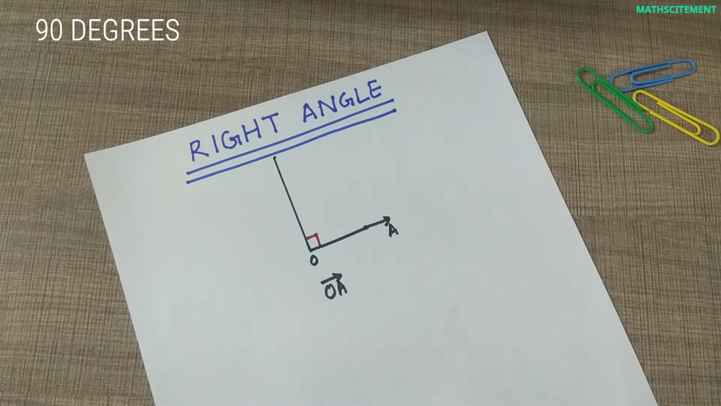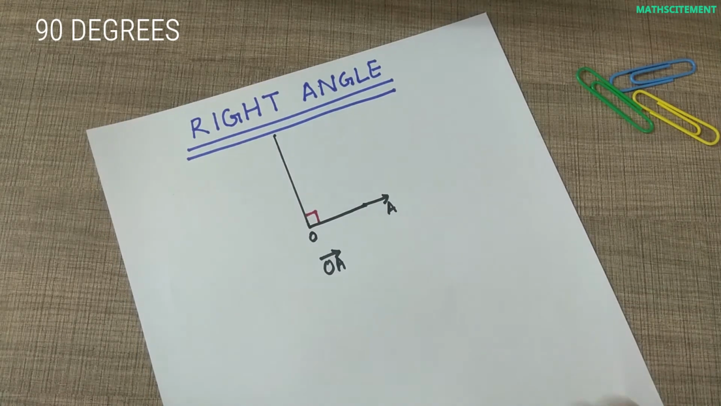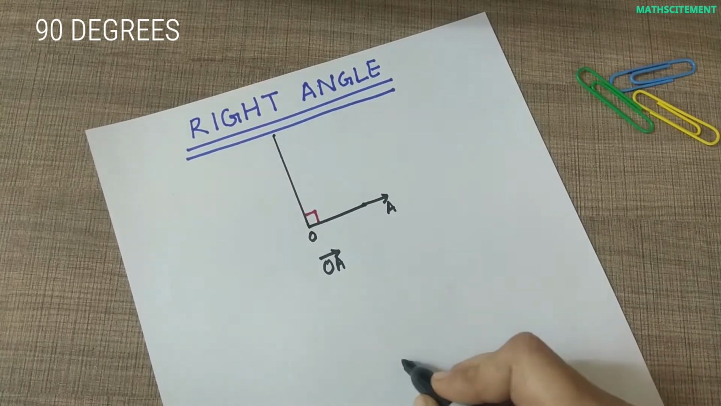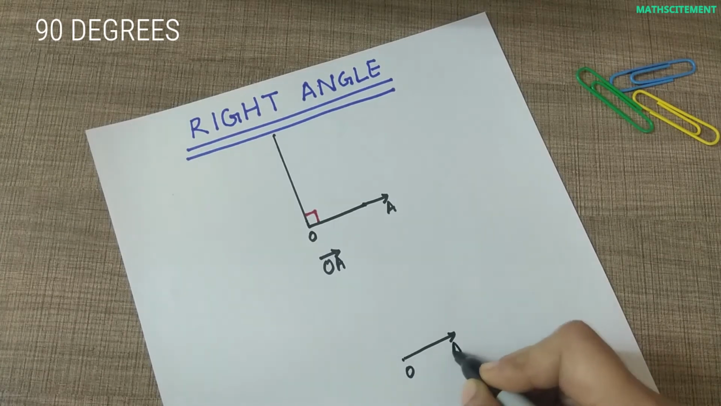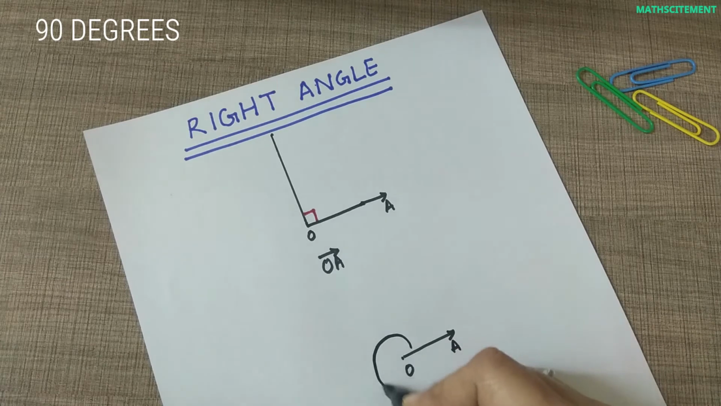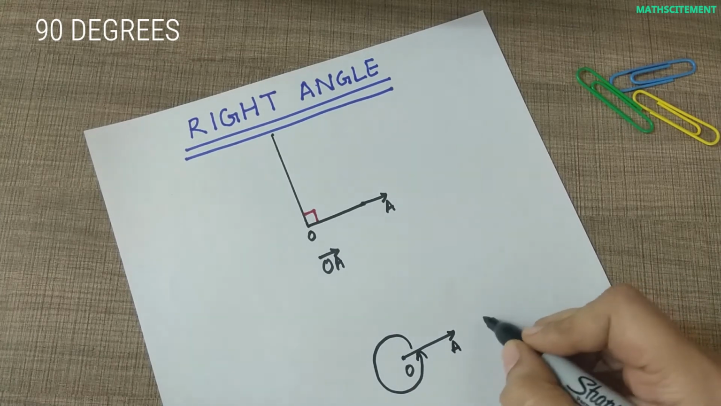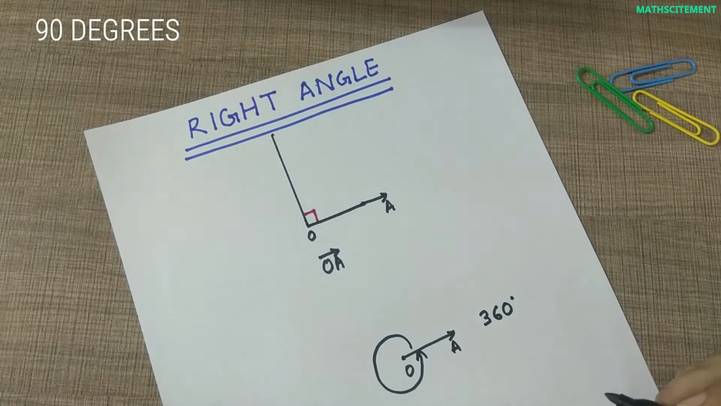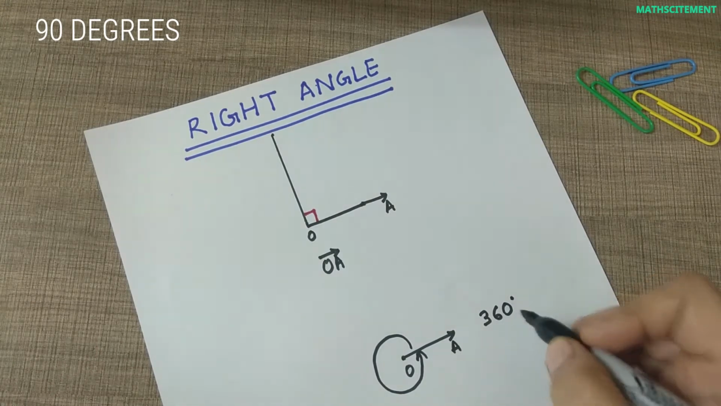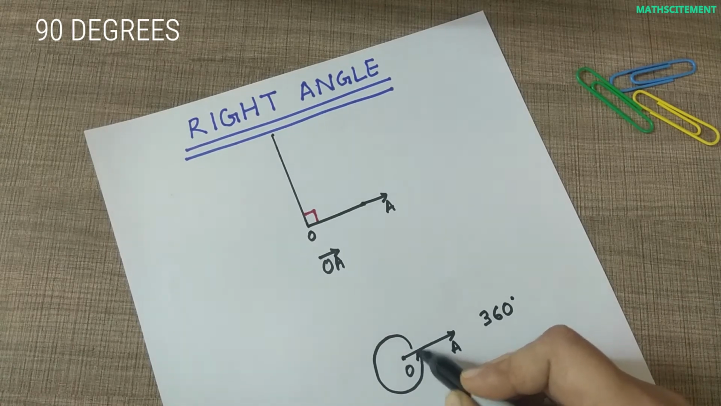So as we have talked about in our previous videos, for a ray to move about completely around the vertex, it has to do that in 360 equal parts or 360 degrees. It covers 360 degrees to completely move about the vertex.